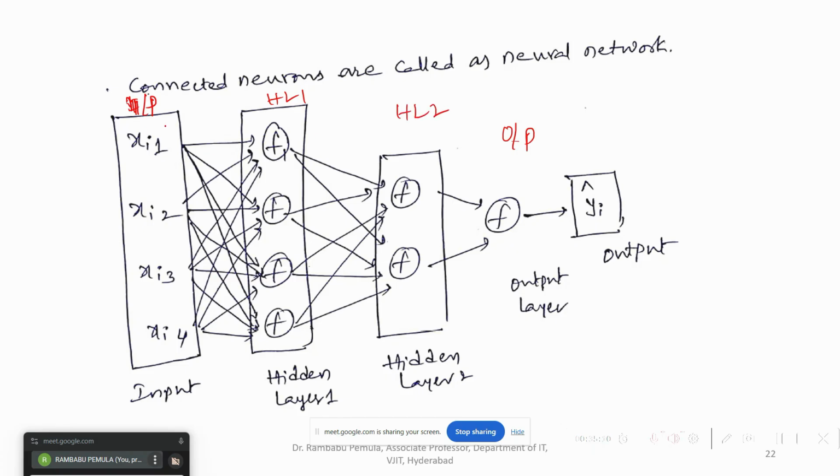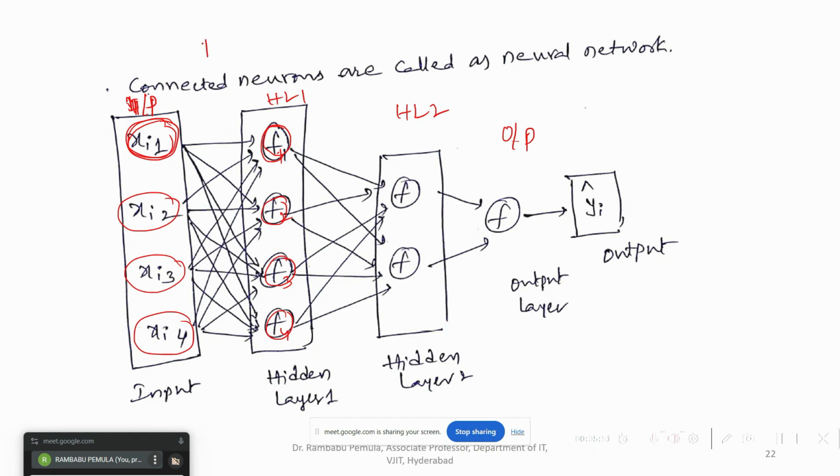These are the input features of your input data. Based on that, each and every input is connected to each and every neuron in the hidden layer. So xi1 is connected to f1, f2, f3, and f4. There are four neurons in hidden layer 1. So x1 is connected to each and every neuron, and xi2 is also connected to all the neurons in the hidden layer. Like that, this is one type of network.